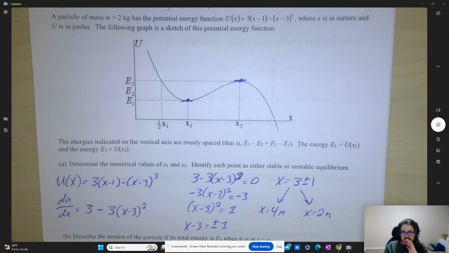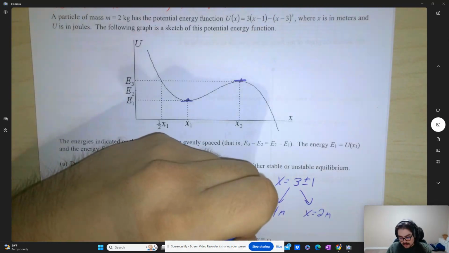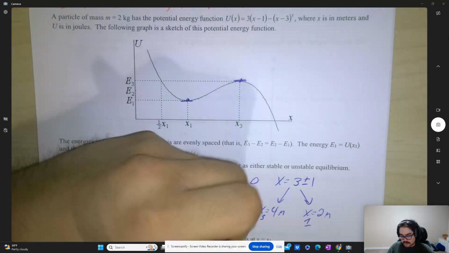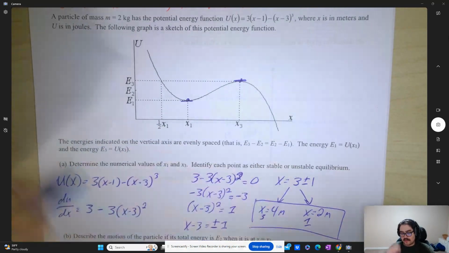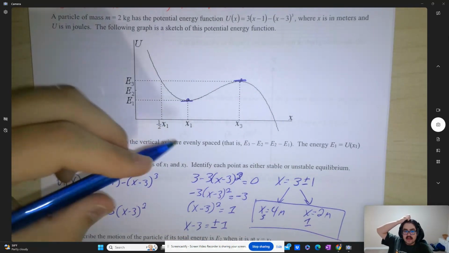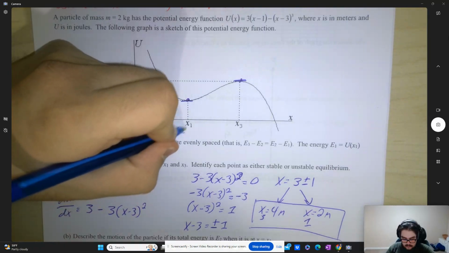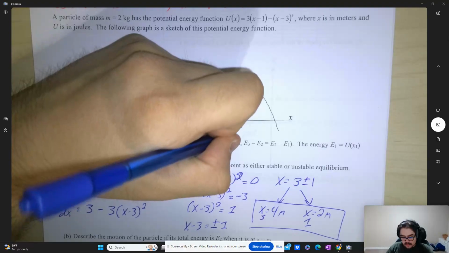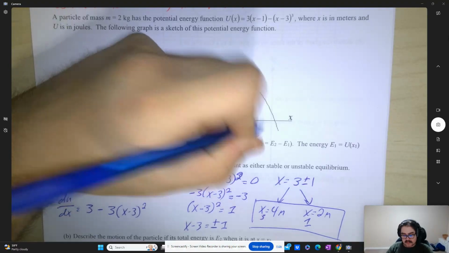And the 4, right? 4 is further along the x-axis, so this is going to be the x sub 3. This is going to be x sub 1 right here. So those are our positions. Now, are they stable or unstable? x1 is stable because you notice it's a dip, it's a minimum. x3 is unstable because it's a maximum.